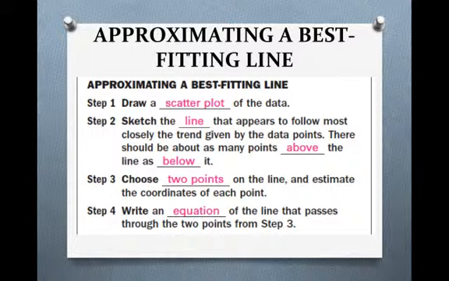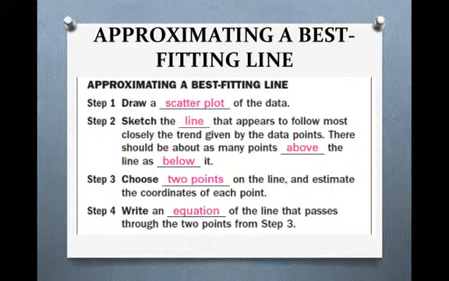So when you're approximating a best fitting line, you want to draw a scatter plot of the data, and that'll tell you some things. It'll tell you if a linear model is even reasonable. It will tell you whether you should have a positive correlation and a positive slope or a negative correlation, so a negative slope. It's going to give you really good information. Then you're going to sketch the line that appears to follow most closely the trend given by the data points. There should be about as many points above the line as below it, because they're not going to hit the line exactly most of the time. Most real world data is a little messier than that. Okay, so about half the points should be above it, about half should be below it.